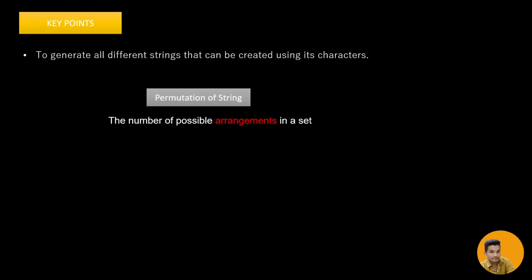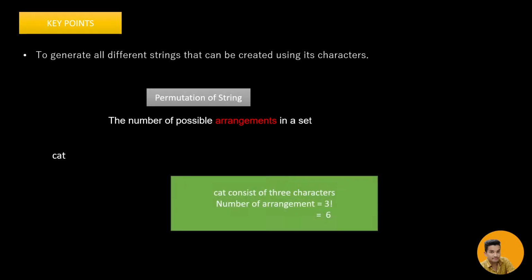So the characters are given, the string is given, and we need to find the number of possible arrangements with those characters. As an example, cat. Cat consists of 3 characters. That means the number of possible arrangements would be 3 factorial, that means 6. And here are its 6 different arrangements with the string cat: CAT, CTA, ACT, ATC, TAC and TCA.